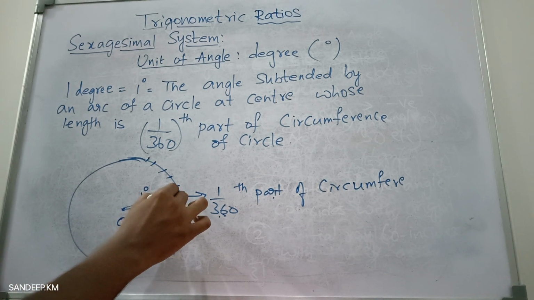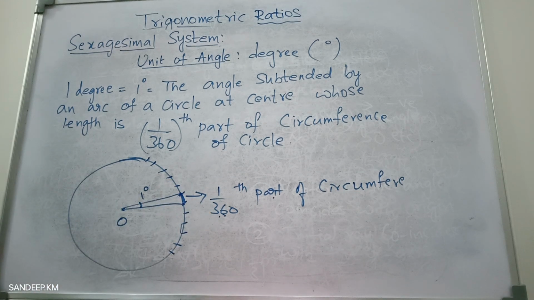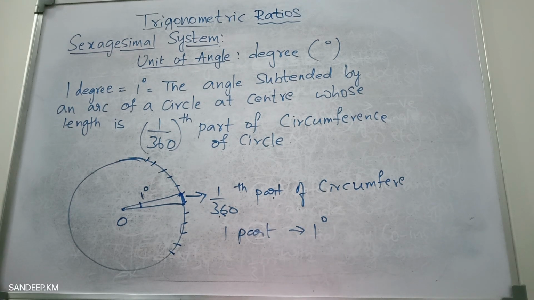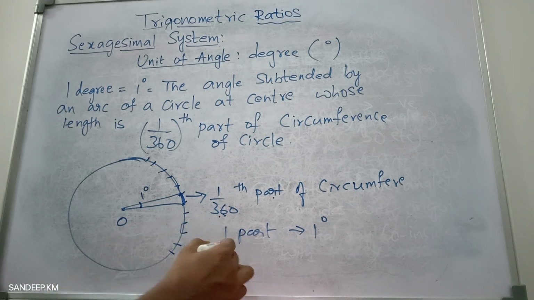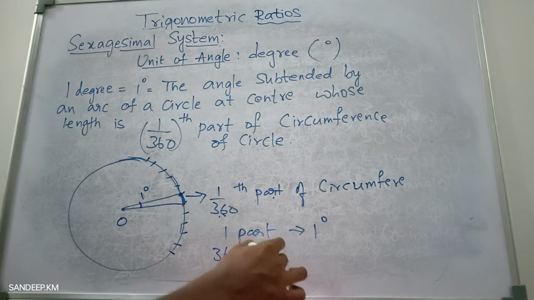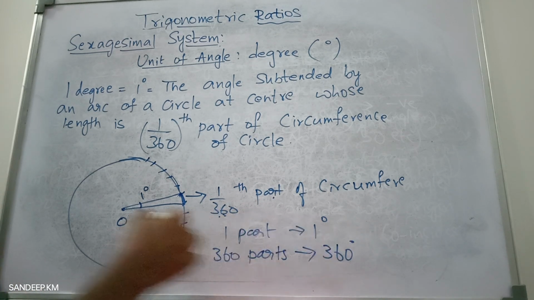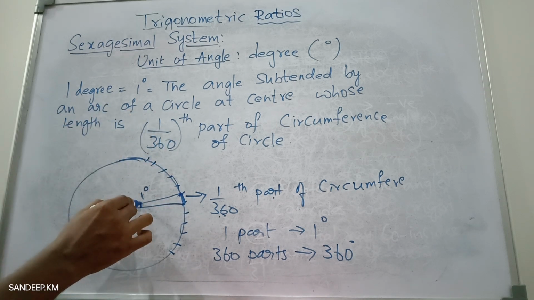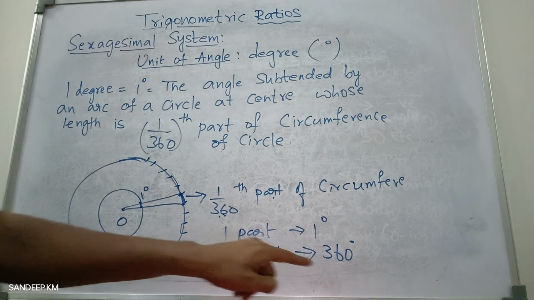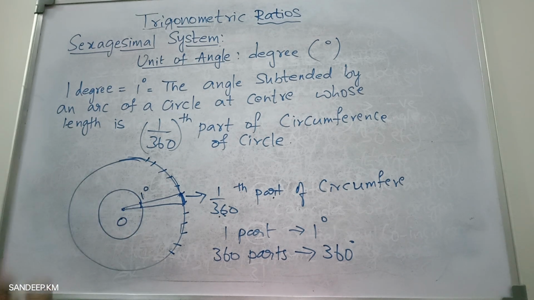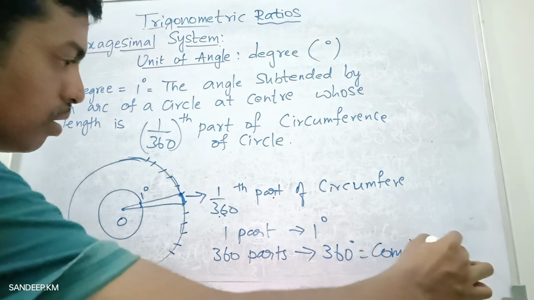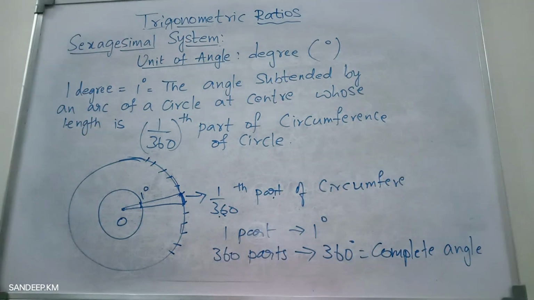Therefore, if one part subtends 1 degree at the center of the circle, then how many degrees will the entire 360 parts subtend at the center? The entire 360 parts subtend 360 degrees at the center of the circle. All the 360 parts combined subtend 360 degrees. So this is the complete angle. That's why the complete angle is equal to 360 degrees.